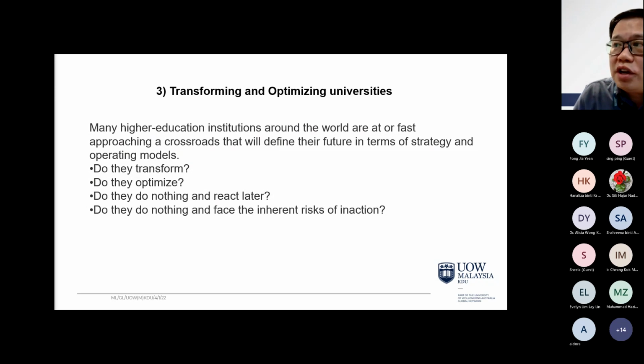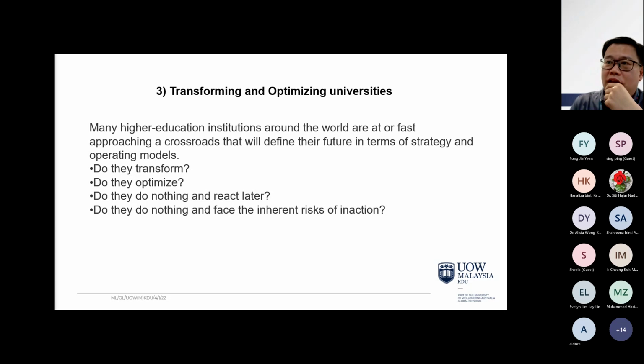Okay, and transformation and optimizing universities. Many higher education institutions around the world are at or fast approaching a crossroads that will define their future in terms of strategy and operating models. All right. So as I've gone through, I'm going to change the word "they" to "we". Do we transform? Do we need to change? Can the current situation still be relevant to ensure our students are competent?